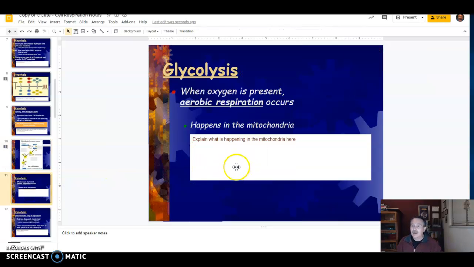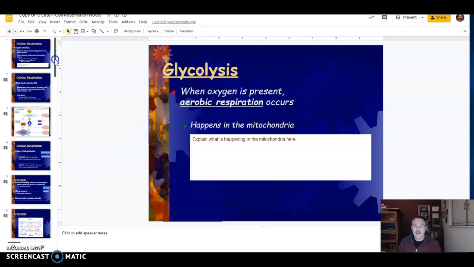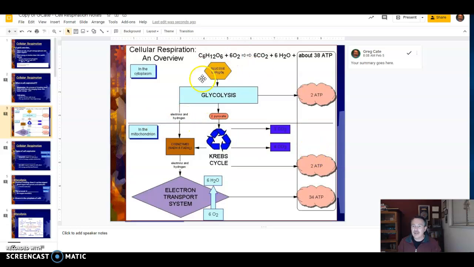Okay. This one here, what happens in the mitochondria? Again, I said, go back up to slide 3, and you can see glycolysis happens in the cytoplasm, where in the mitochondria, you have the Krebs cycle, and you have the electron transport system, which are happening. So that's basically all you need to put is Krebs cycle is producing the NADHs and FADH2s and some ATP and sending that to the electron transport system, which is going to make a great deal of ATP.